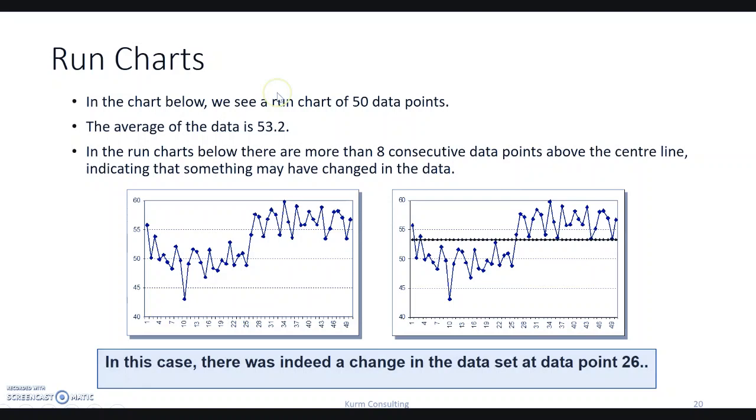So here in the run chart below, we have a run chart of 50 data points. Okay, the average of the data is 53.2, whatever the metric is. Let's say it's temperature. Okay, and in the run charts below, there are more than 8 consecutive points above the center line. So for example, these are both the identical data sets, but the only difference is on the one on the right, you calculate your average and you draw that horizontal line right through there. That's the average.